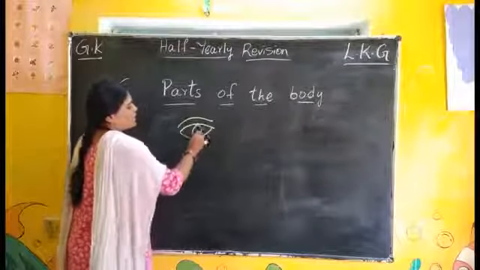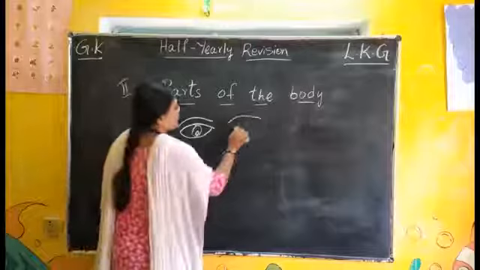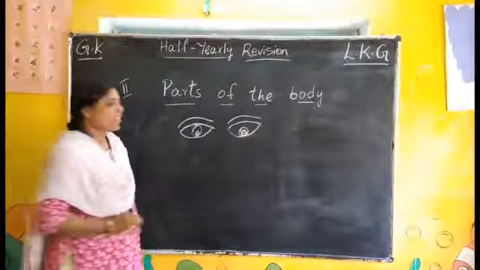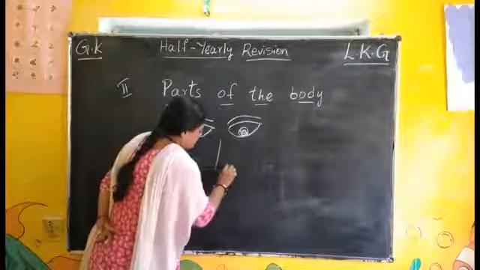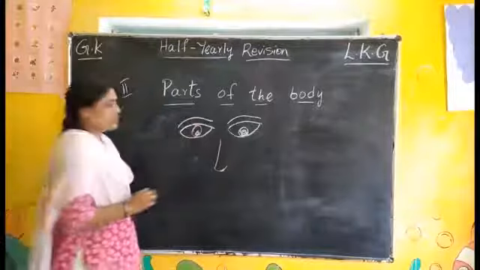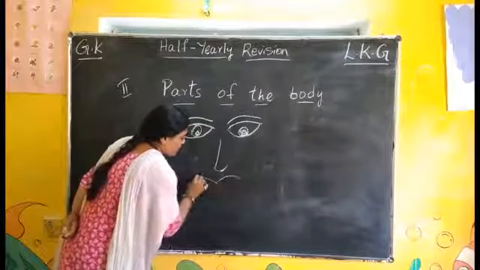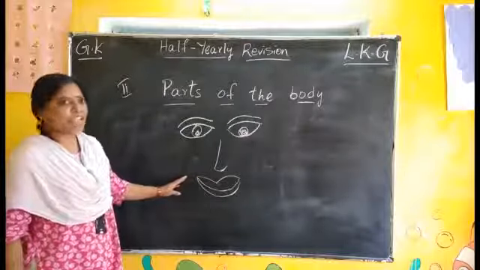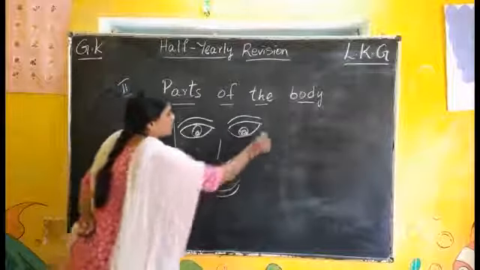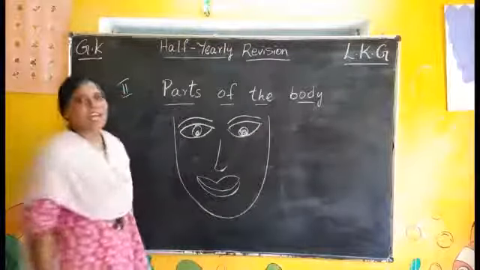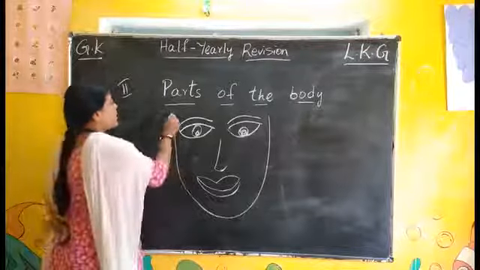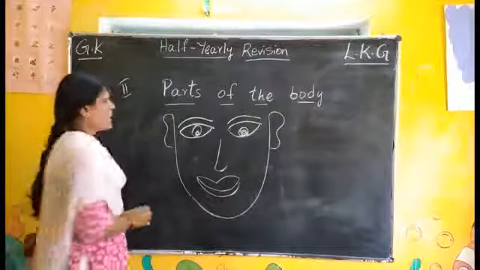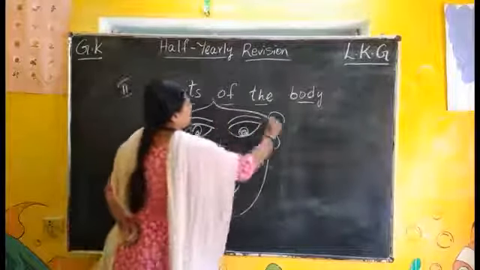What is this? Tell me, what is this? Eyes. Very good. Okay. What is this one? Nose. Very good. Next. Mouth. Lips. Okay, good. Now we'll draw. Total, this part is called the face. Now, what are these? Ears. Okay. Now we'll put hair for this drawing.